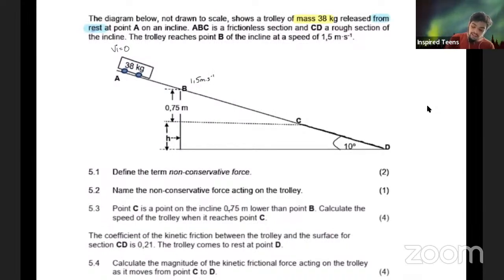At point A on an incline, ABC is a frictionless section. Okay, ABC. So I know that this entire thing, maybe you don't have to put such a fancy thing, but I know from A to B to C, what I like to do is I just like to put smooth.